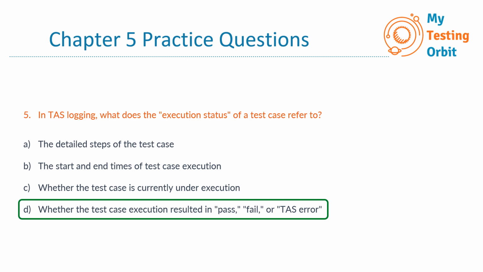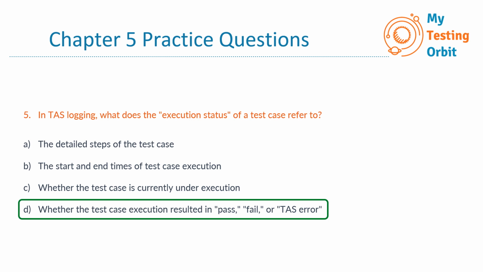Now let's see option A, the detailed steps of the test case. Now this one is incorrect because the execution status of a test case does not refer to the detailed steps of the test case. The execution status is a summary of whether the test case passed, failed, or encountered an error, not a description of the steps themselves.